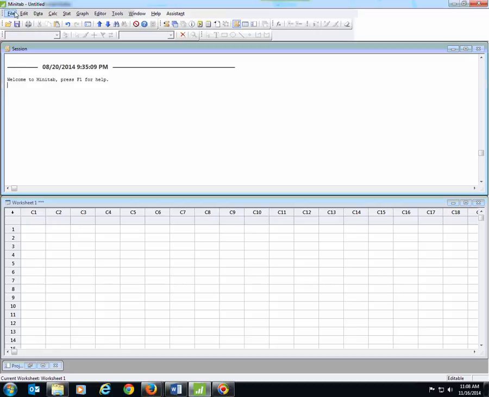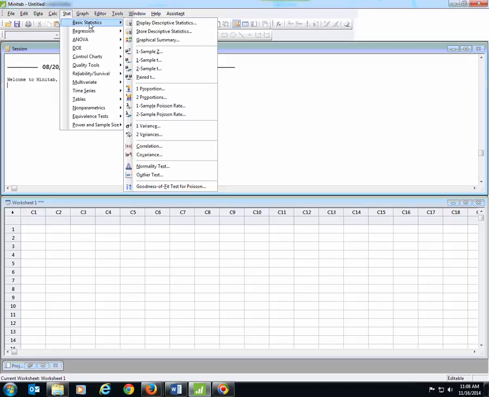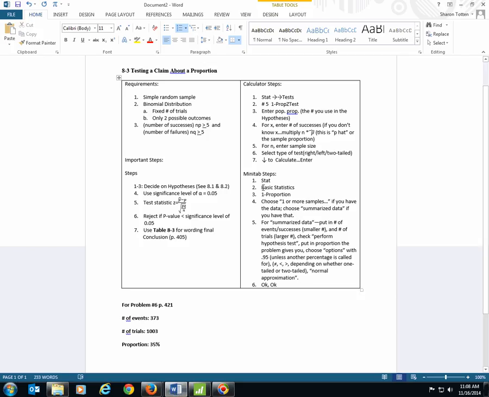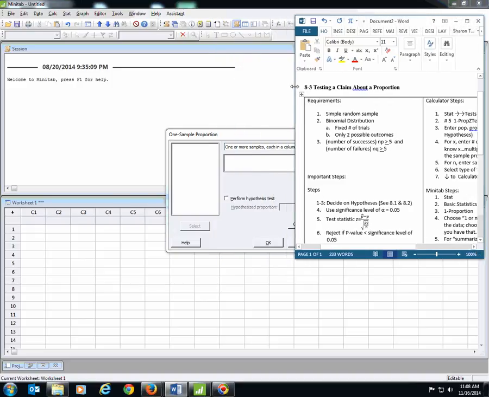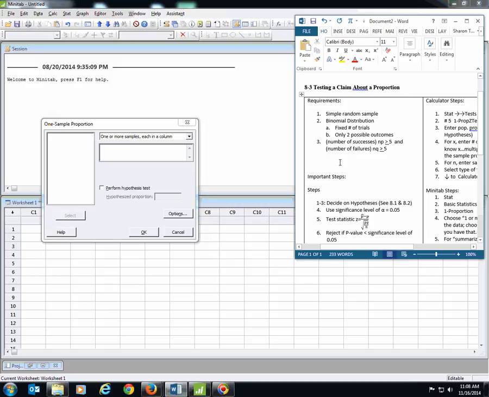Alright, as we go to Minitab, we're going to go to Stat. We're going to go to Basic Statistics, and then we're going to come down to One Proportion, and that's going to give us a table with several things that we need to plug in. Let's go back and look at our Word document. We've done Stat, Basic Statistics, and One Proportion. I'm going to make this small and take it over to the side so we can see what our steps are as we go through this.